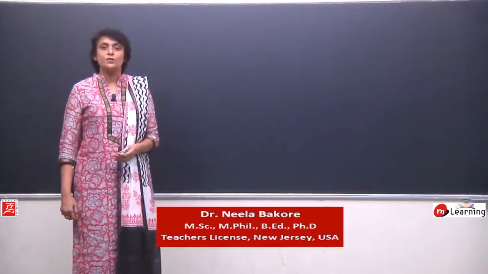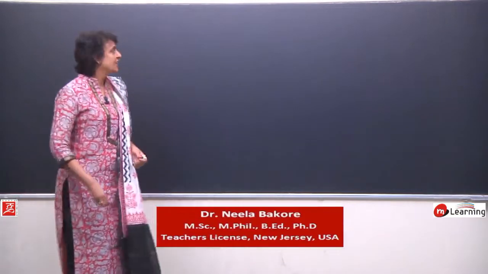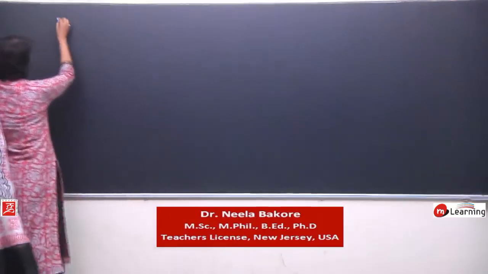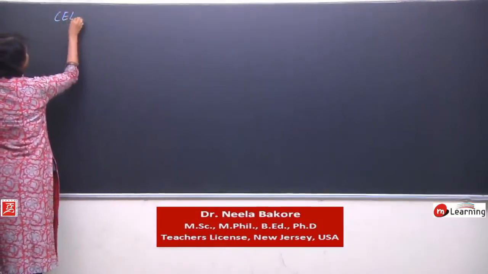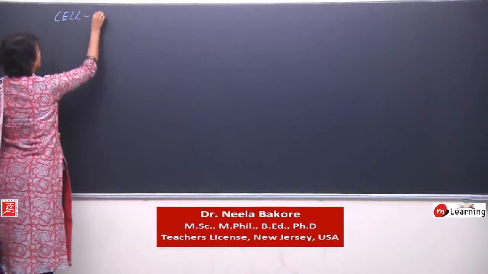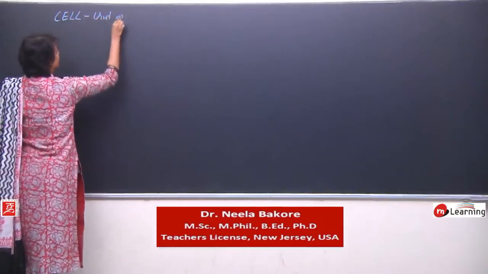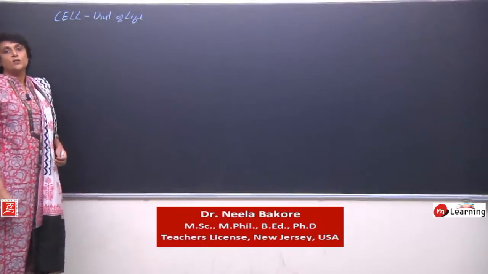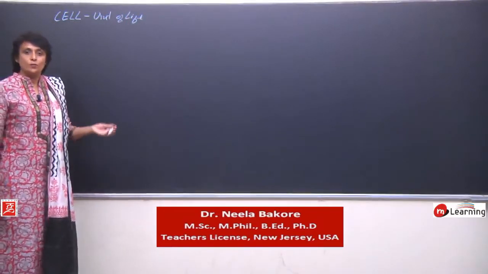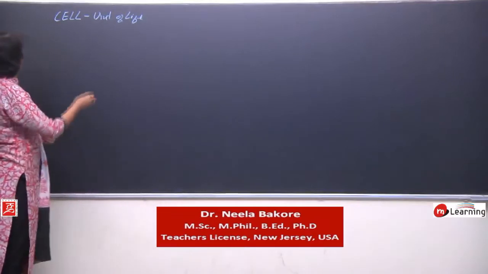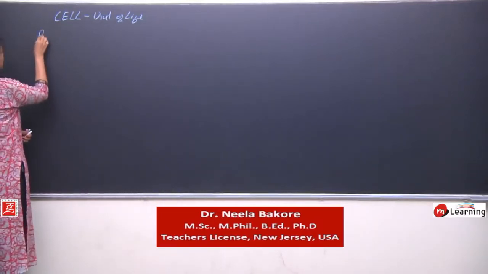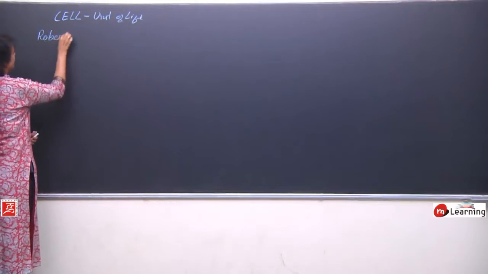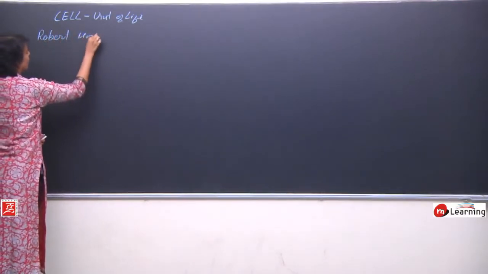In this section, we are going to start with cell. Cell, the unit of life. Let us talk about some historical background, like when the cell was discovered, who discovered it, and all those things. It was discovered by Robert Hooke.